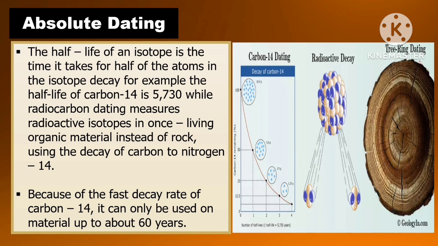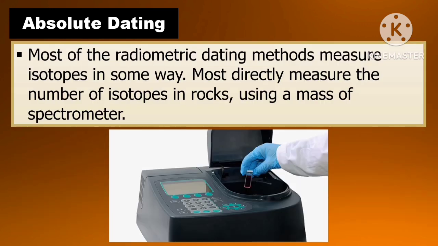Because of the fast decay rate of carbon-14, it can only be used on material up to about 60,000 years. Most of the radiometric dating methods measure isotopes in some way. Most directly measure the number of isotopes in rocks using a mass spectrometer.